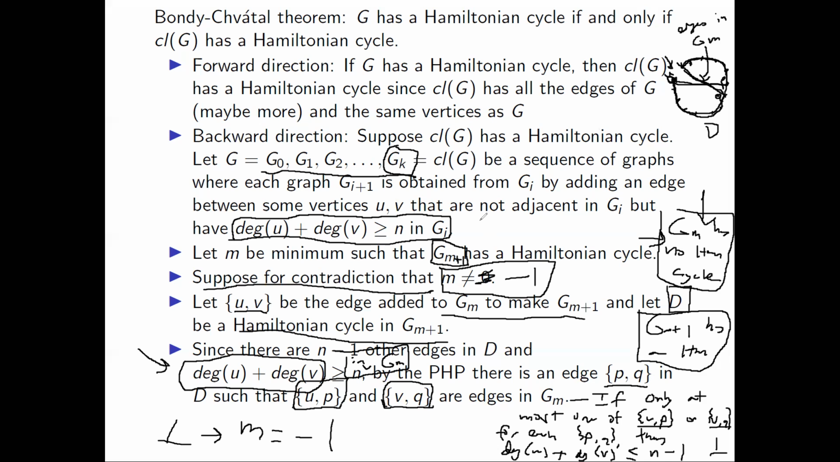So that means that G of 0 is a Hamiltonian graph. And what is G of 0? G of 0 is G. So this G has a Hamiltonian cycle. It is a Hamiltonian graph. And that was the backward direction. So we assume that the closure of G has a Hamiltonian cycle, and we found that G itself has a Hamiltonian cycle. So I think that brings us to the end of this video.